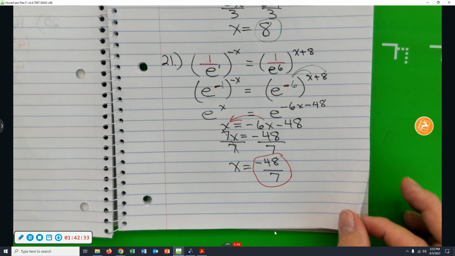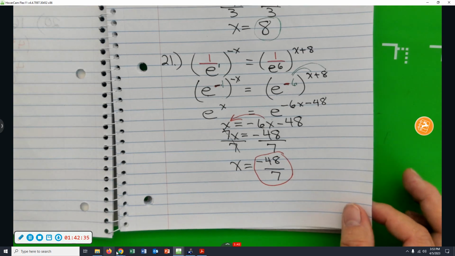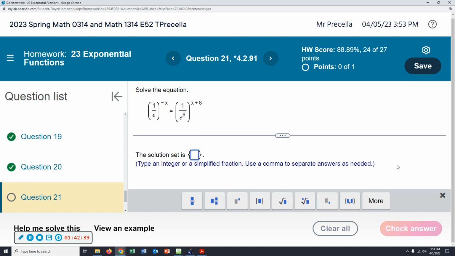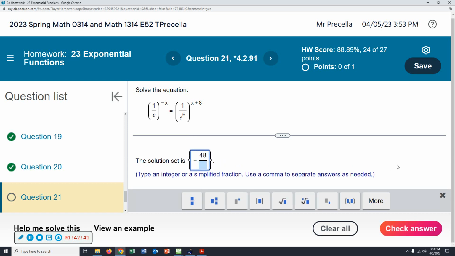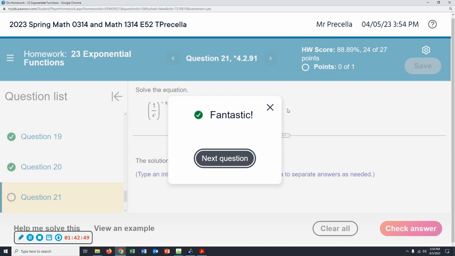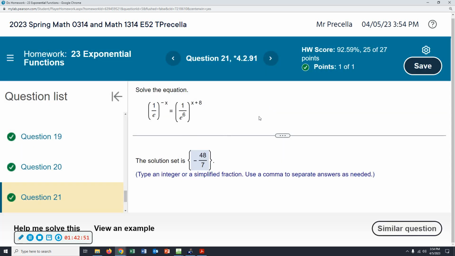Did you punch in the answer? Okay, negative 48 over 7. There's one more or two more? Two more. They're the last two, so they've got to be the hardest two. Wait, what was the 48? Oh, wasn't it negative 48 over 7?